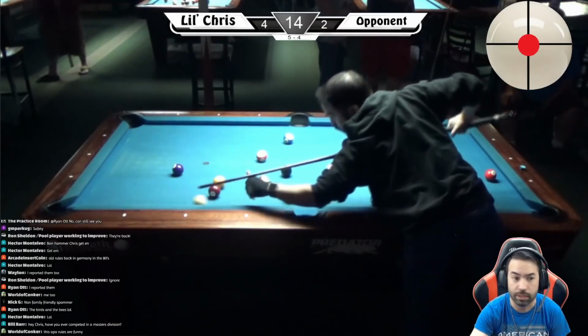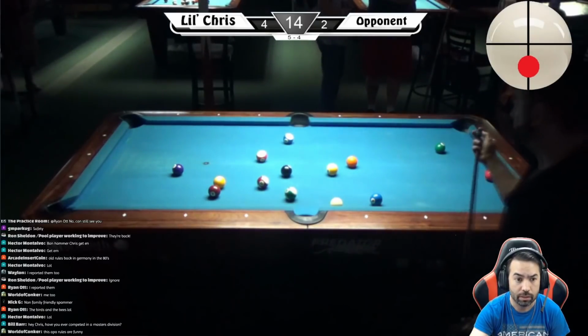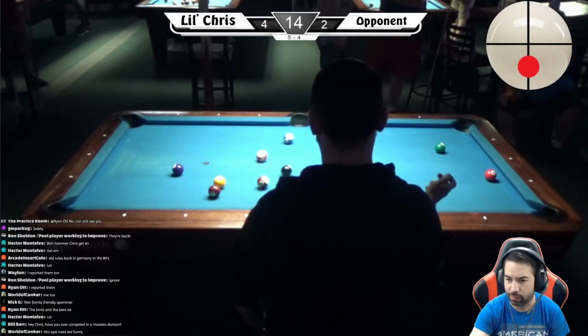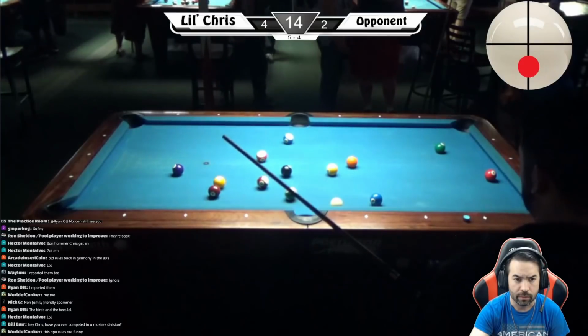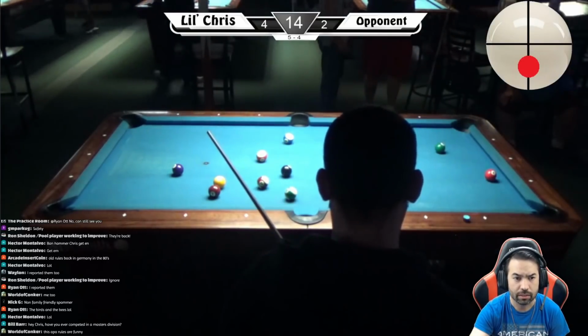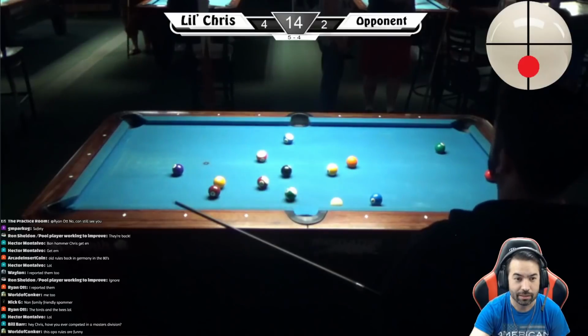So what am I trying to do here? It looks like I drew off of that ball. Where did I end up? It looks like I got position for the 9. I'm not entirely sure if that was intended or not. I don't even know if I'm going to shoot the 9. I'll probably shoot the 10 instead. You see me shaking my head. I don't like it.